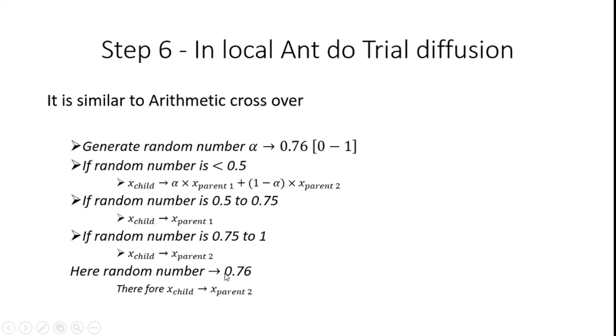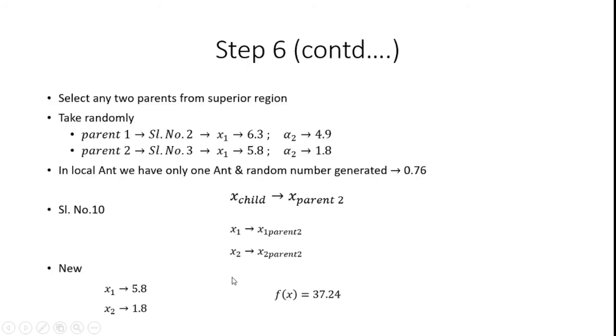Here the random number is 0.76. So this generated random number lies in the third condition, which is 0.75 to 1. So I consider x parent 2. Step 6 continues. Select any two parents from the superior region. It may be serial numbers 2 and 3. For this problem, I consider parent 1 as serial number 2 and parent 2 as serial number 3. From this, I can choose the x1 and x2 values from their respective population.